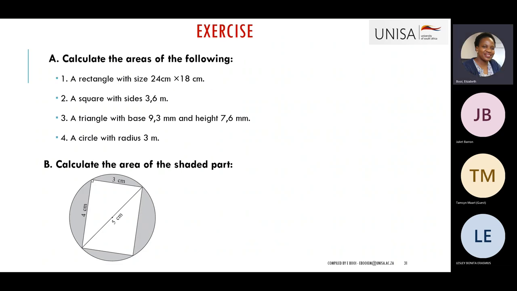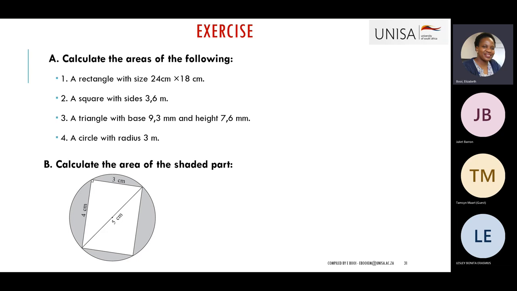I'm not going to worry about number A. We're going to do number B. B says calculate the area of the shaded part. Now, this is a composite figure. Why am I saying it's a composite figure? Because they've got a circle and the white area is a rectangle, because one side of the rectangle is 3 centimeters and the other side is 4 centimeters. So it has two opposite equal sides.